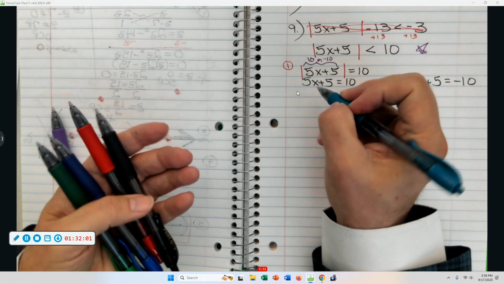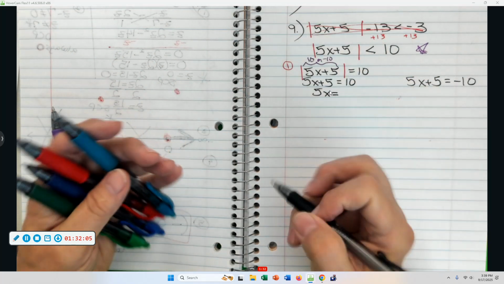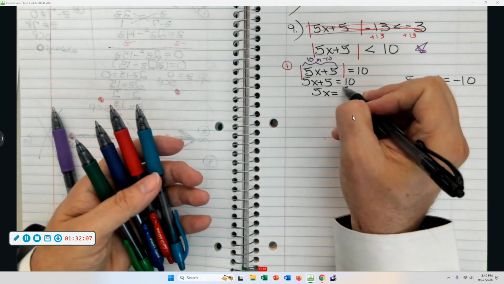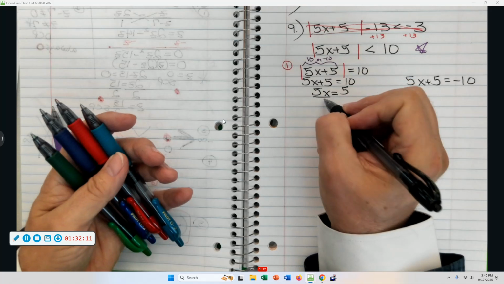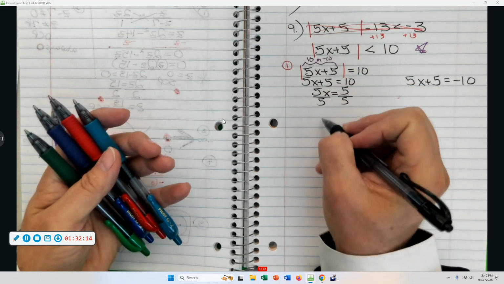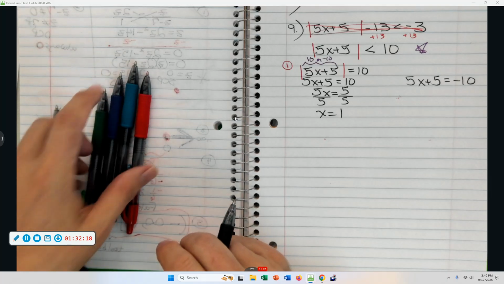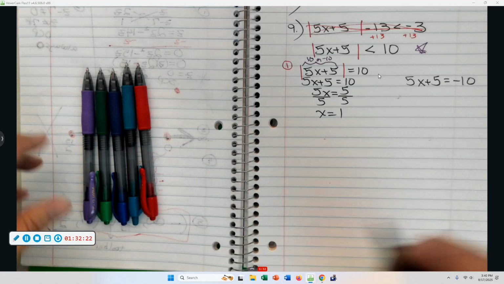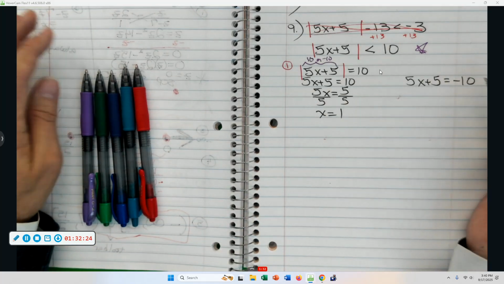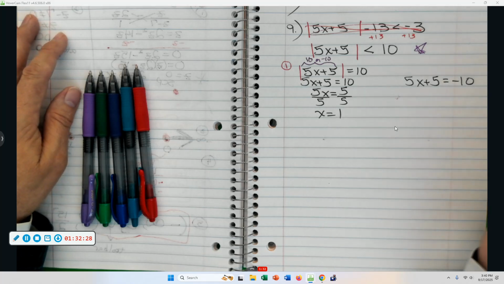Subtract the 5 from both sides to give us 5x equals 5. 10 minus 5 is 5. And then divide by 5 to give us x equals 1. So the formal name for this is your equal positive, equal negative. That's my formal name that I've invented that I'm sure Tim didn't mention on Monday. Of course I didn't.